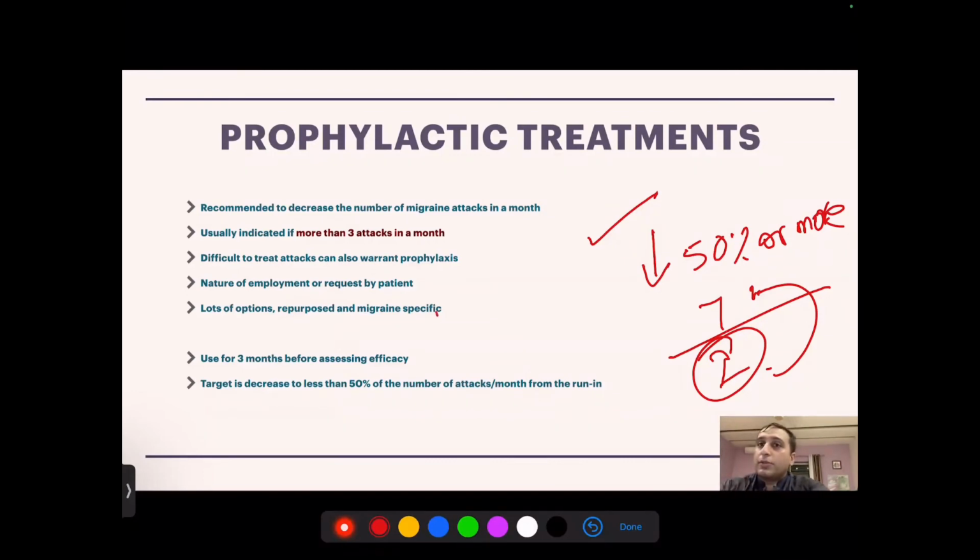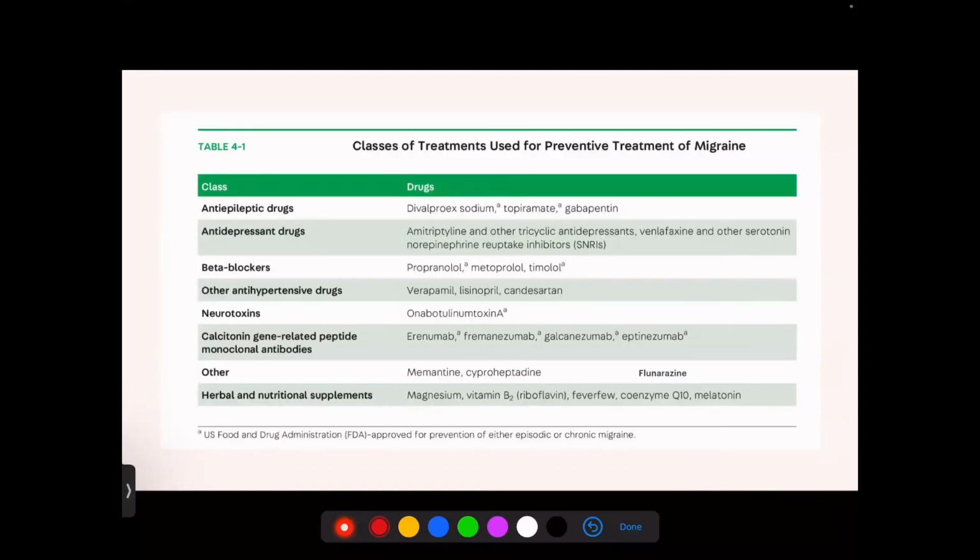There are lots of options. Some are repurposed. Some recently came out which are migraine specific. Very important to use the medication side effects and the effects to the benefit of the patient. So such as if a person is having depression, it is very important to know that SNRIs, including venlafaxine, and tricyclic antidepressants might be the best option. If a person is having lack of sleep, then obviously TCA is a good option in that patient. If the patient is having mood problems and is very aggressive or bipolar or is epileptic as well, then divalproex sodium is a good option. If a patient is having obesity, you might consider topiramate.